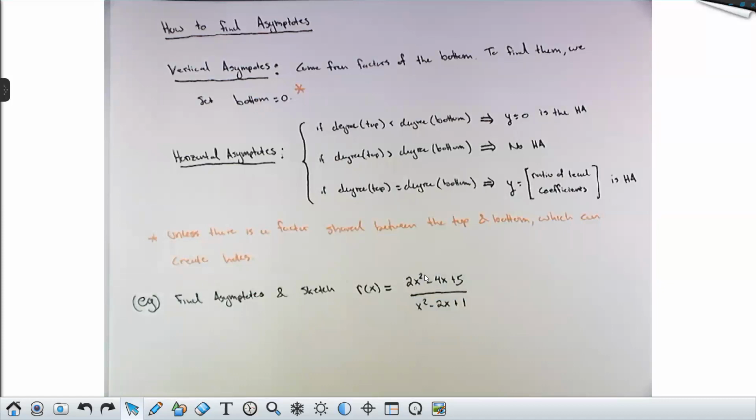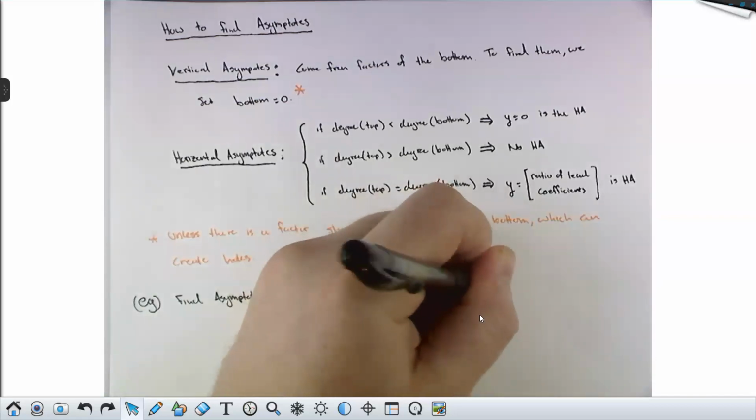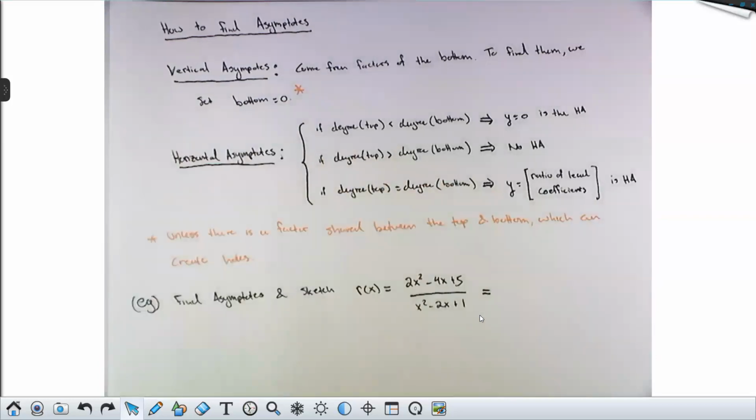Set the bottom to 0, right. We want to know where this bottom is 0. Now, rather than stepping aside and setting up that equation, what I would do is just factor the bottom. We know that the places where polynomials are 0 come from the factors. So if I factor the bottom, that will tell me where it is 0.